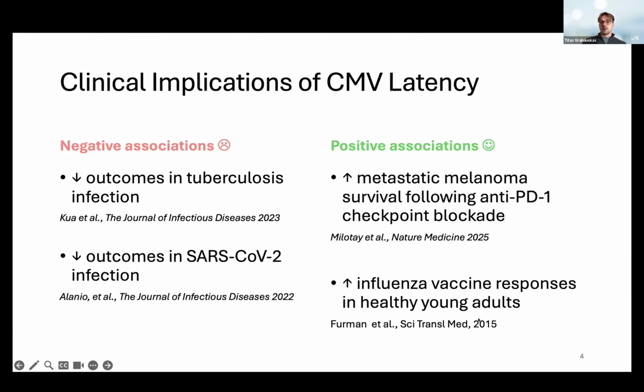Ten years ago, Mark Davis's group also showed that healthy young CMV seropositive adults tended to respond better to vaccination. So looking at the negative and the positive associations, I think it is fair to say that we don't completely understand what CMV does to our immune system, and so additional characterization efforts are needed.